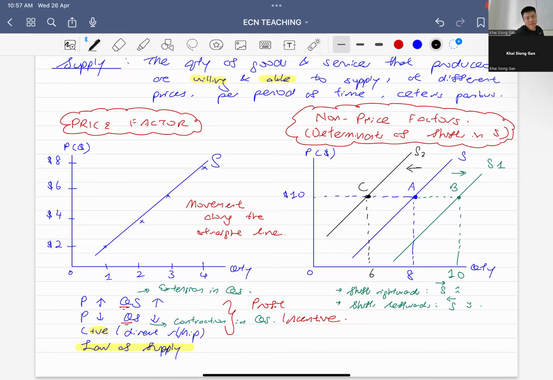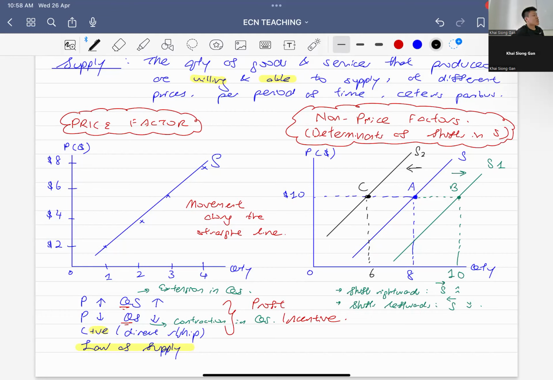So what are the factors? If you refer to the notes just now, I have provided some non-price factors over here, like price of inputs. Price of inputs basically means the price of raw materials, your cost of production. So when there is a fall in the price of inputs, your raw materials have become cheaper, so it reduces your cost and increases your profitability, so you produce more and supply increases. It has nothing to do with the price of the product itself, but because of the cost.